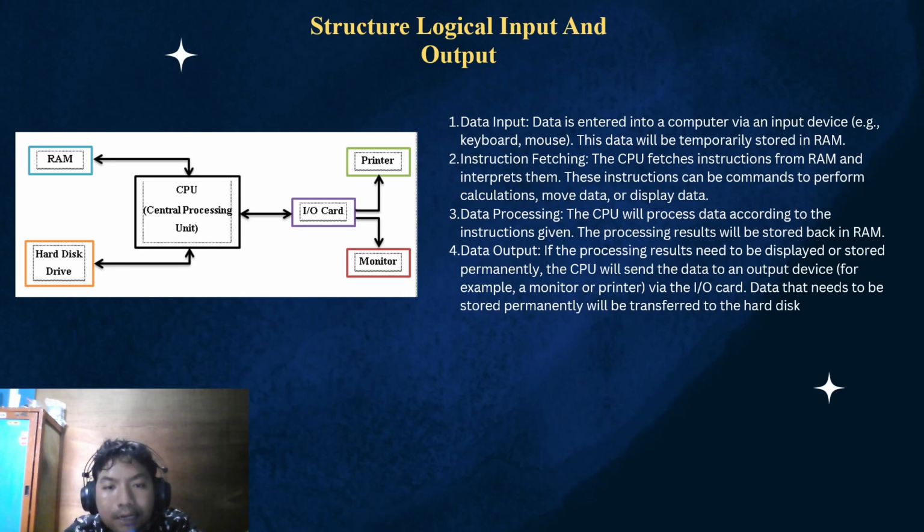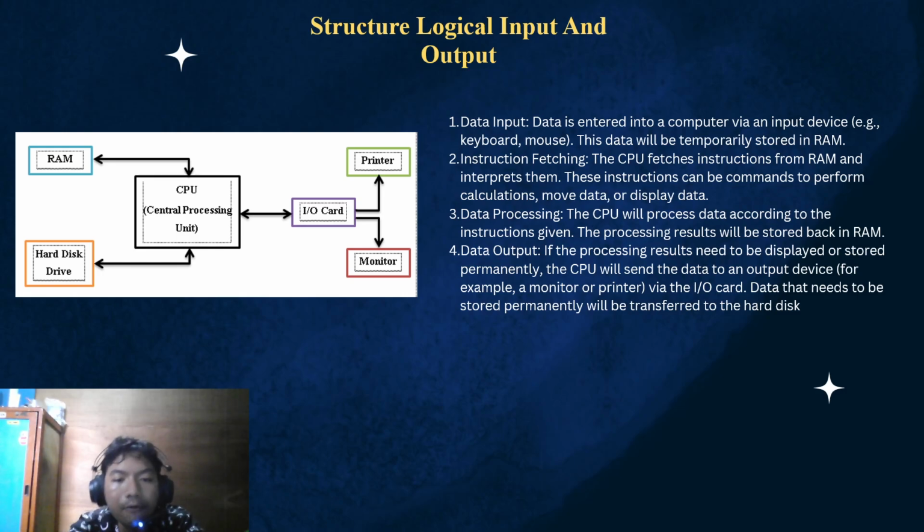And next, I will explain about structure logical input and output. First, I will explain about data input. Data input is data entered into the computer via an input device, for example keyboard or mouse. This data will be temporarily stored in RAM. And second, I will explain about instruction fetching. Instruction fetching is the CPU fetches instruction from RAM and interprets them. This instruction can be a command to perform calculation of data or display data.